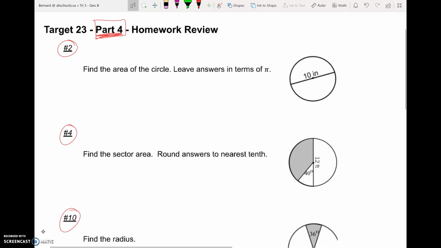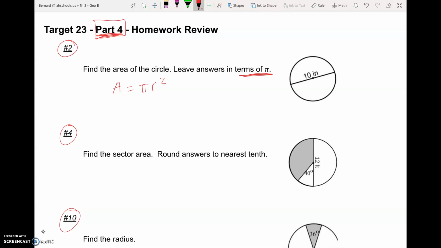All right. And so on number 2, we just want to find the area of the circle. We are going to leave answers in terms of pi, so we're not going to have any decimals here. Remember, that means they are going to be exact answers, but we also don't have to find part of a circle. We're just doing the whole circle, right? And so area of a whole circle is pi r squared.